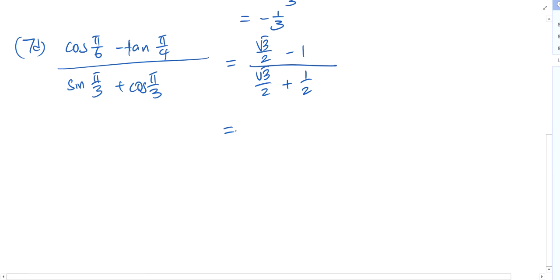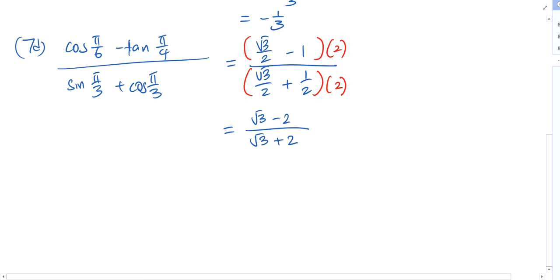So first step, what would you like to do? You got a fraction inside a fraction. Everything multiplied by 2. When you say everything multiplied by 2, you're referring to numerator multiplied by 2, denominator multiplied by 2. Don't forget the basics, otherwise you may end up with lots of careless mistakes that you don't expect yourself to make. So the first one multiplied by 2, we get root 3 minus 2 divided by root 3 plus 2.